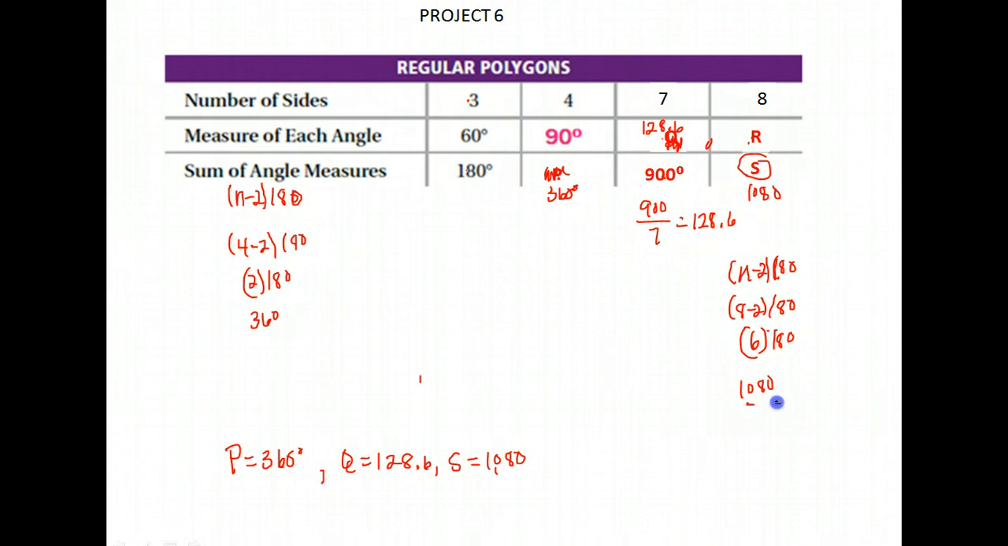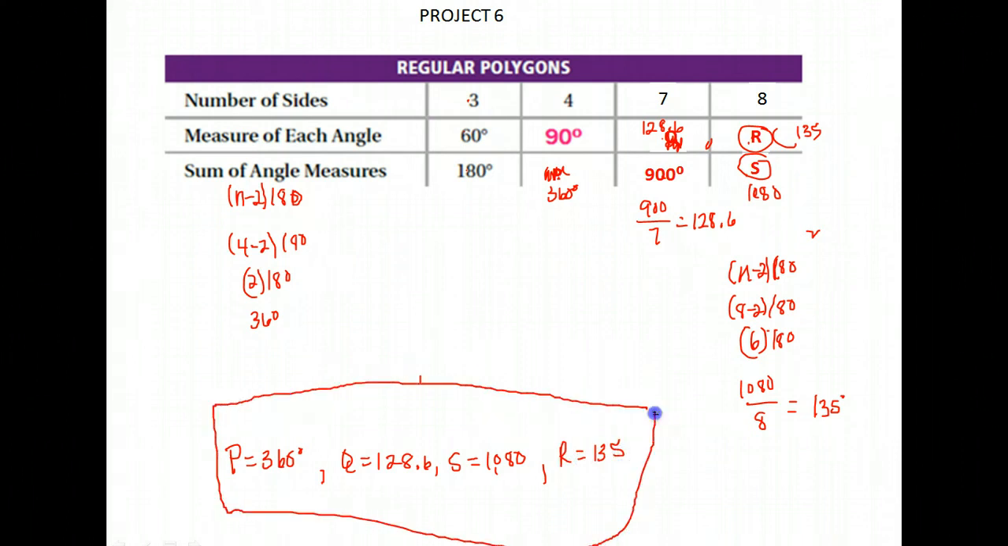And now I need to know what's the measure of each angle. Well, there were 8 angles. They're all congruent because this is a regular polygon. So I just take my 1080 and I divide by 8. It looks like each angle would be 135 degrees. So I found my last number in the chart is 135. Okay, so then R is 135. Okay, so again, you're going to be working with different numbers, but you will do it in a similar manner.